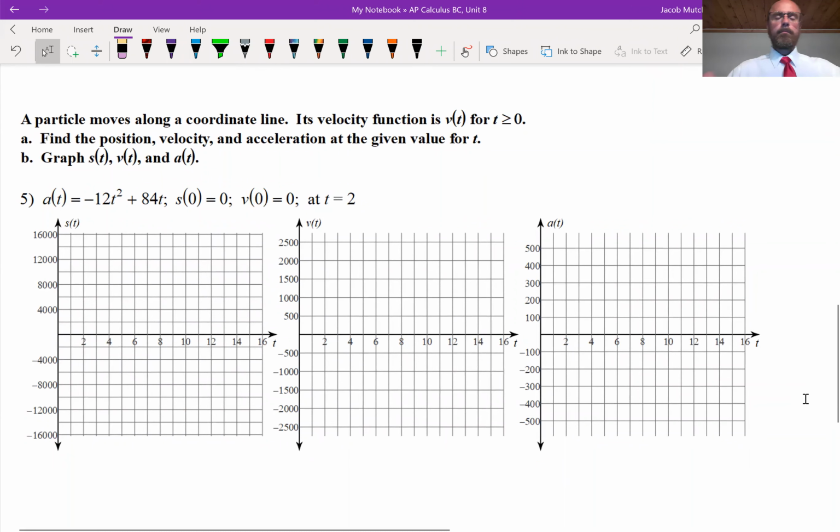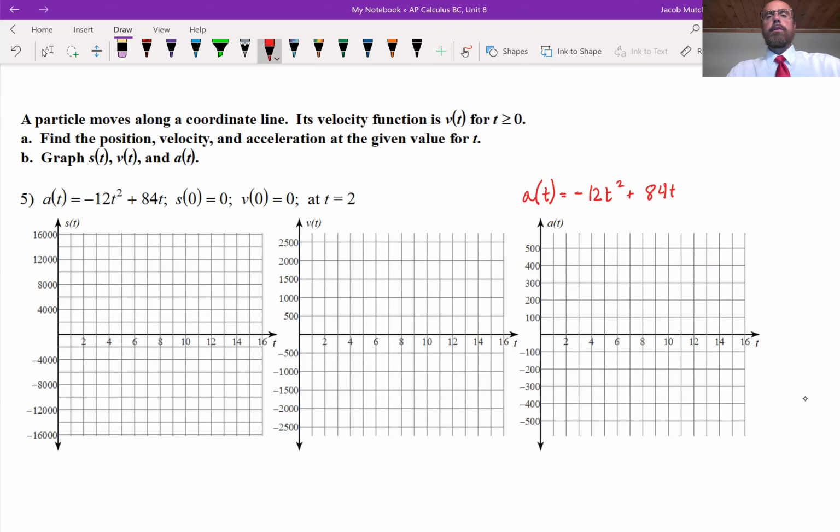So our second example starts with acceleration. At this point, we have a good feeling about where different items go. So acceleration, we know, is in a way, the third or the final descriptor of this motion. So it's given here as negative 12t squared plus 84t. So it's a little different. This acceleration function, this is a quadratic.